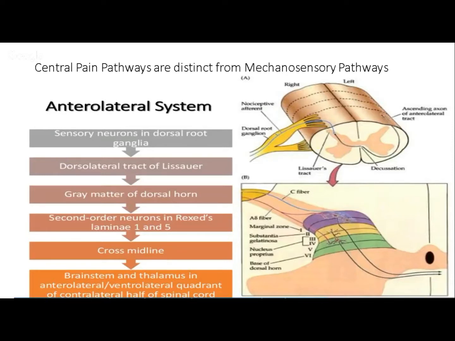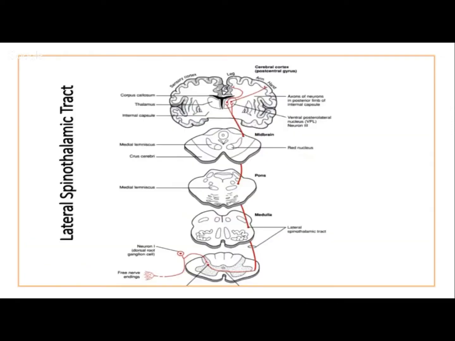So the next one occurs in the thalamus, and if it's peripheral, it happens in the VPL nucleus of the thalamus. If it is from the face, then it becomes the VPM nucleus of the thalamus. And then this goes into the somatosensory cortex. Right? So now there is some modulation of these different pain pathways along this path.